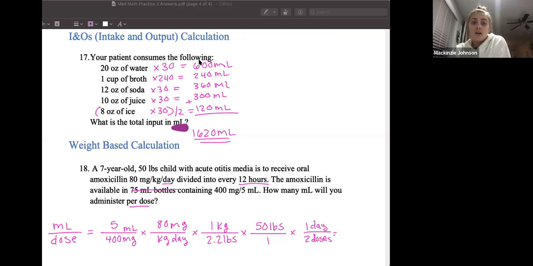So then we're going to take all of those and add them all up, and that'll give us 1620, and that's the intake of the client for that day or whatever this equation is.